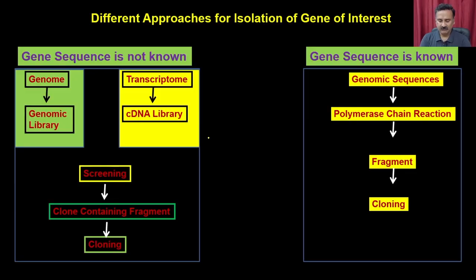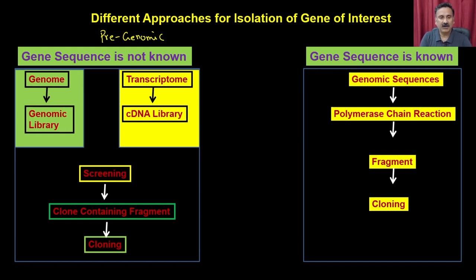If you recall, in the previous lecture, we discussed the different approaches one can go for to identify and isolate the gene responsible for a particular enzyme. We discussed the approach for when the gene sequence is not known, which means the conditions of the pre-genomic era, when people only knew the properties of the enzyme, but were not sure about the gene sequence.